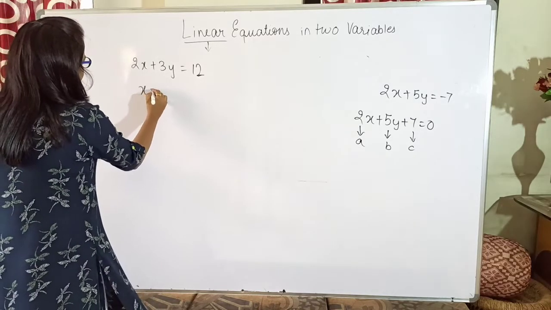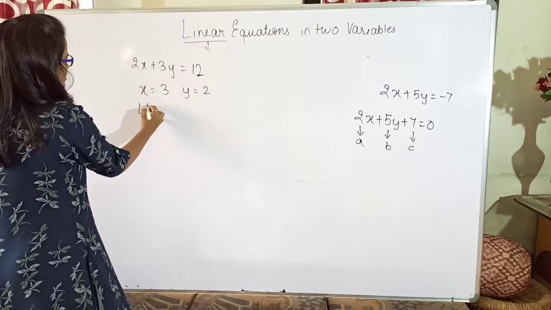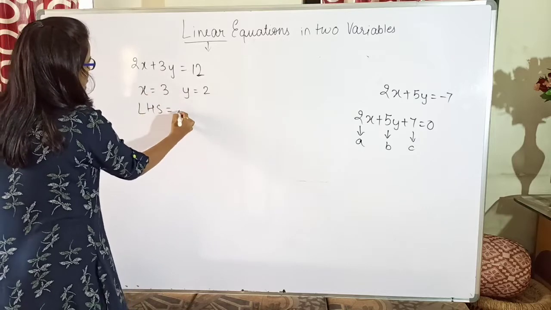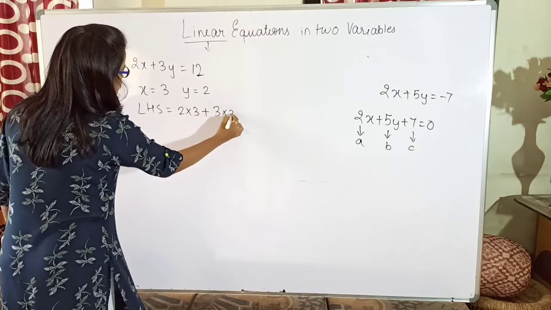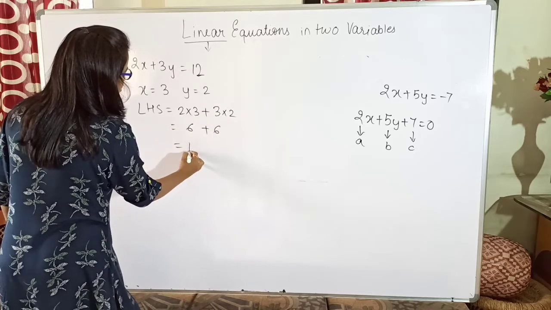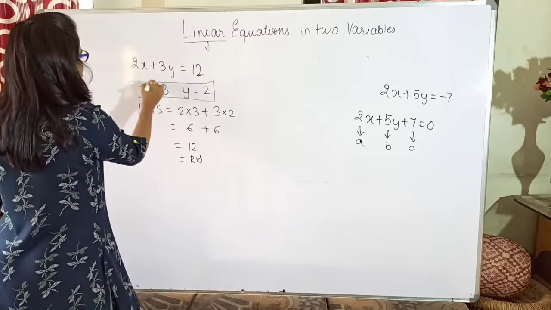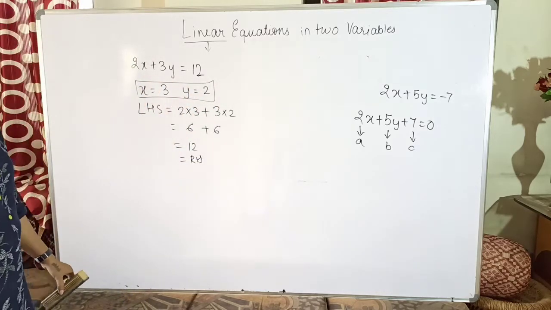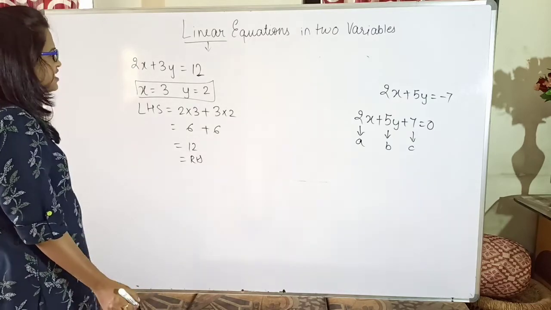What if I take value of x as 3 and value of y as 2? Let us check the LHS. Replace x with 3, so 2 into 3. Replace y with 2, so 3 into 2, which gives me 6 plus 6, which is nothing but 12, which is equal to RHS. So this is one root. You can call it a root. Root means the values for which the LHS is equal to RHS. Is there any other value?